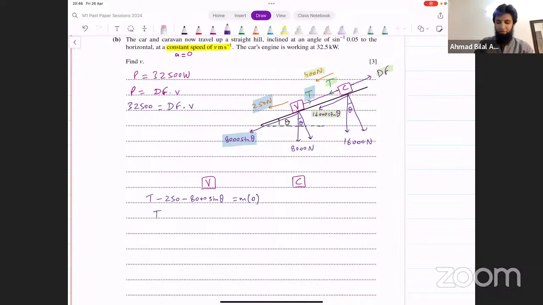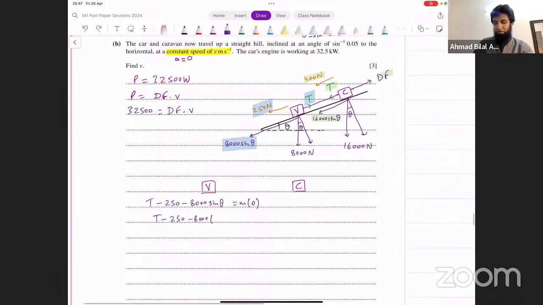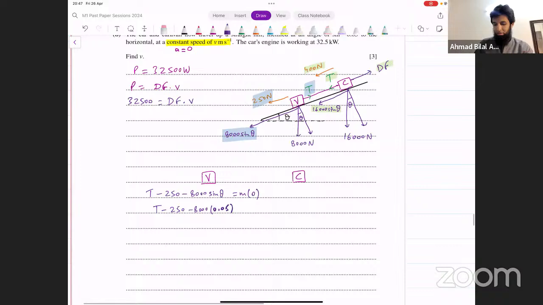We can find the value of T from this. That's T minus 250 minus 8,000 into sine theta. Remember what sine theta was? Sine theta was 0.05. We can use that value here. This equals 0. We can find the value of T from this. Let's see what this turns out to be: 250 plus 8,000 into 0.05. The tension turns out to be 650 Newton.